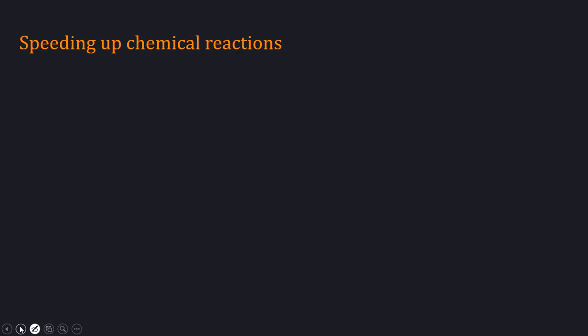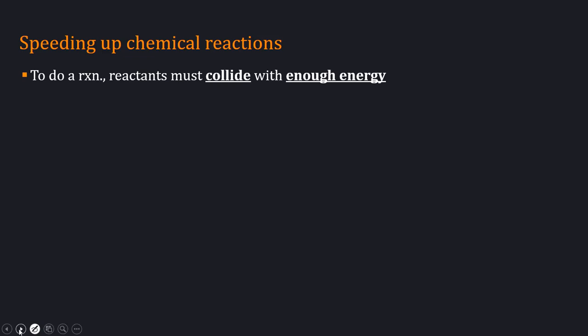Now, because a chemical reaction involves breaking old bonds and forming new bonds, we know we need atoms to collide with enough energy to actually break those old bonds. So we can speed up chemical reactions by making the collisions happen more often. So basically, we can make the reaction happen quicker. We're going to either need to find a way to get more collisions to occur or reduce the amount of energy that needs to be there for the reaction to occur.